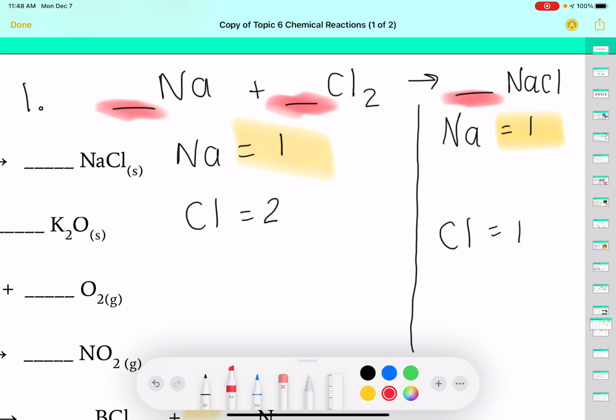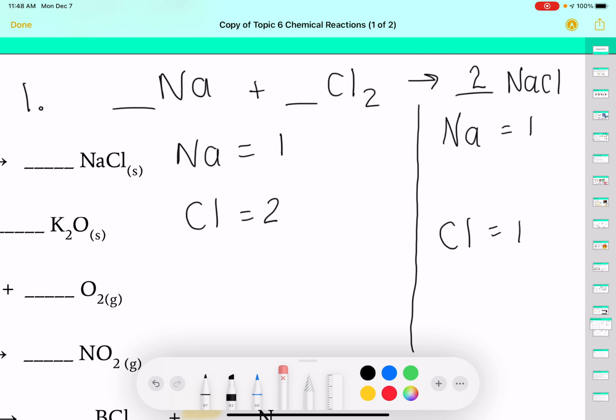All right, we can only put numbers in front. So if we have 1 Cl here, there's no number there or in front, then we are going to have to write a number in front. And the number I'm going to write is 2. Okay, so that 2 in front tells us something.